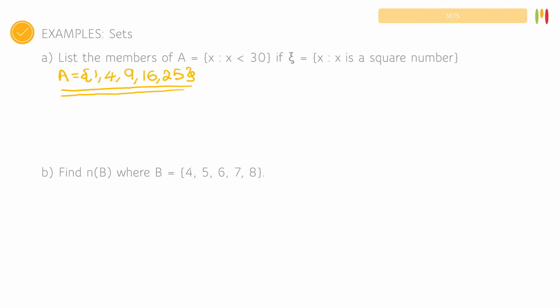Now let's do question B. We need to find the number of elements in B, where B is equal to the set of numbers 4, 5, 6, 7, and 8. There are 5 numbers in set B, so we can write n of B in brackets is equal to 5. Let's have a go at an exam-style question now.